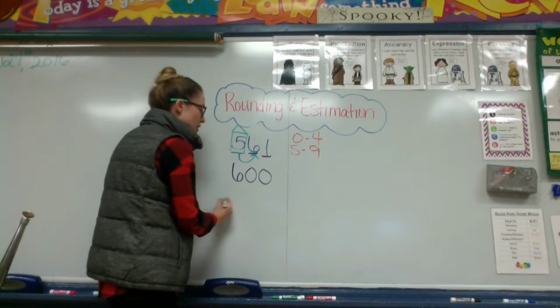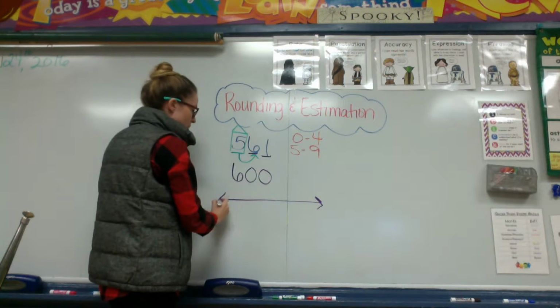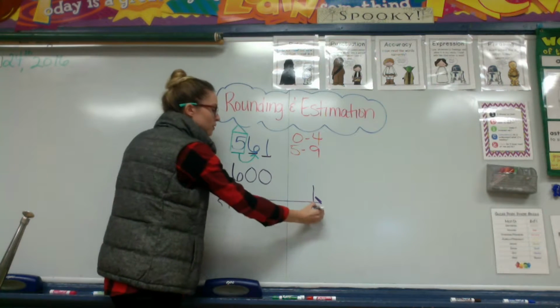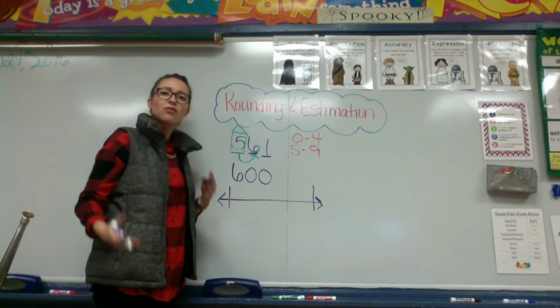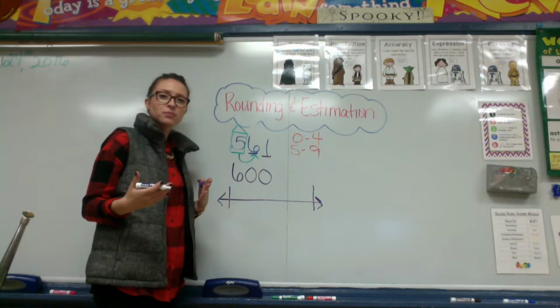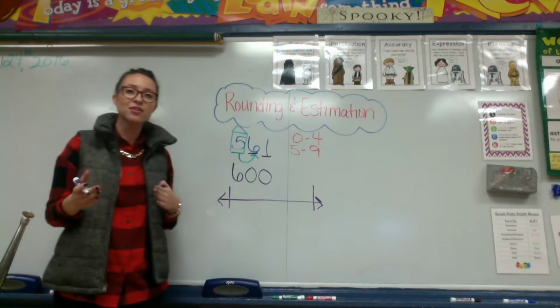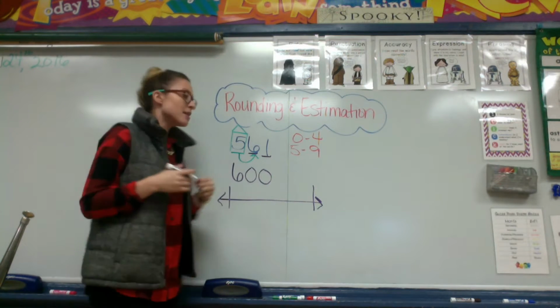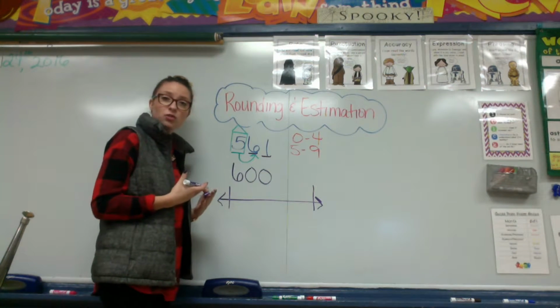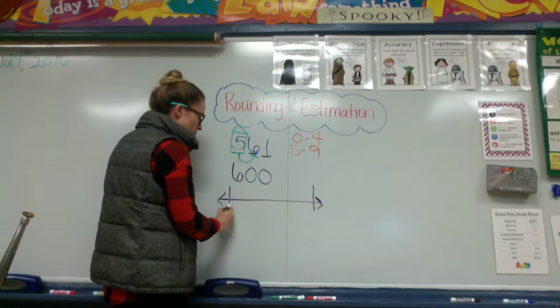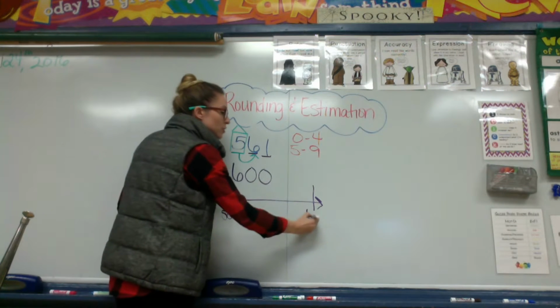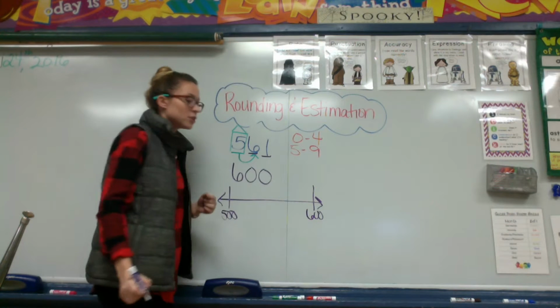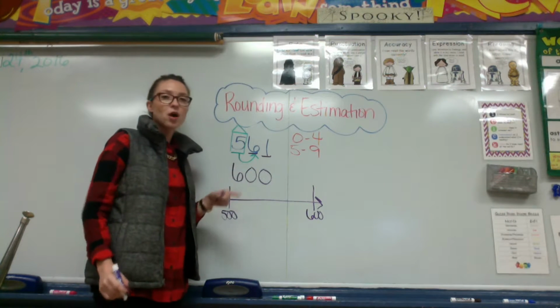Again, if we were to draw a number line, and I were to ask my students, what two hundreds would 561 fall in between? Sometimes I even kind of hop back and forth and say, which 100 would fall here, what would fall here? Now, they should be able to say, using their number sense, that 500 and 600 are the 200s that 561 would fall in between.